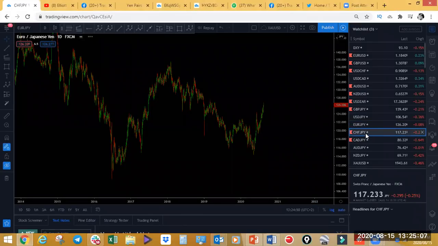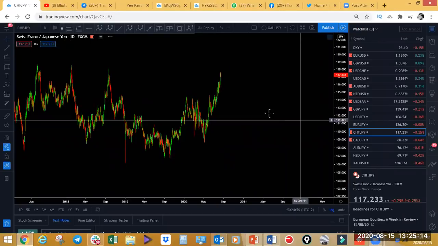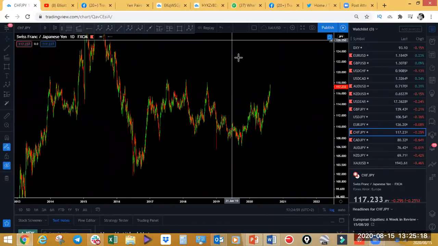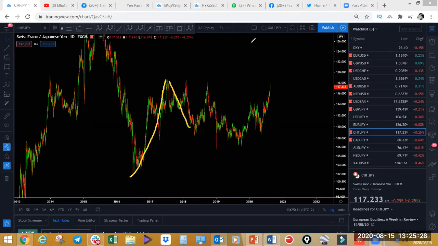CHF yen, similar. If you look at CHF yen on the daily as well, let's look at CHF yen. Why have we been buying the CHF and the euro? We have seen this a couple of months back. This is a move to the upside. Now we had this 3-wave pullback, 1, 2, 3. Let's use a different color for that so you can see. We've got 1, 2, 3 waves to the downside. Now we have started a move to the upside in this fashion.